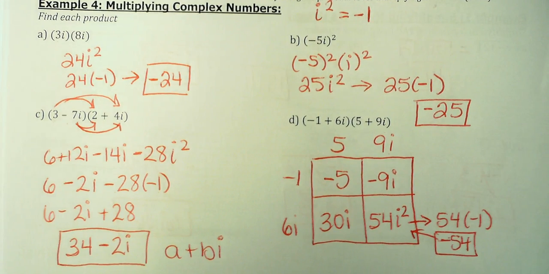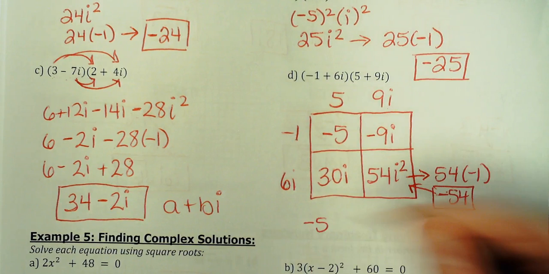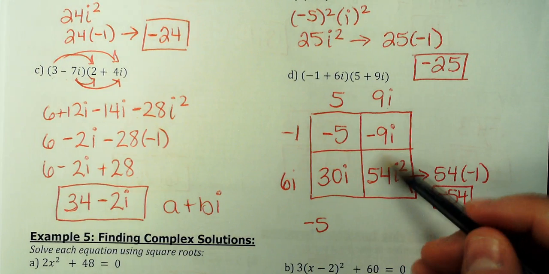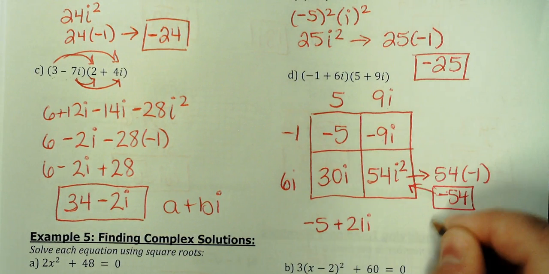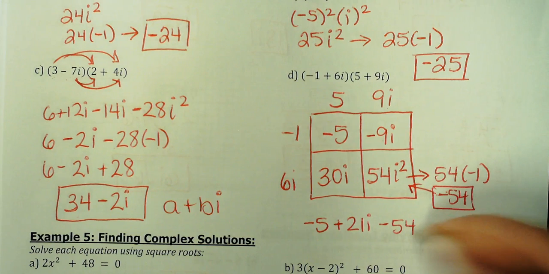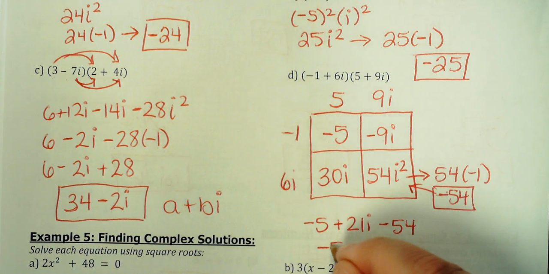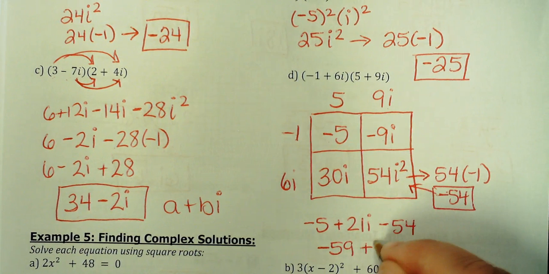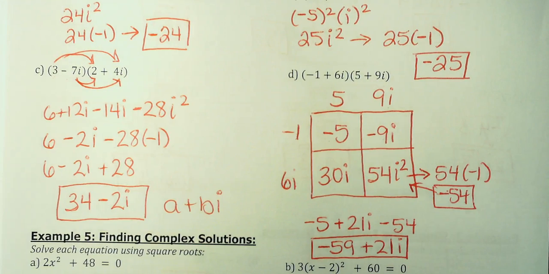Alright, so I'll slide this up so I have a little bit more room. I have negative 5. I'm going to combine this negative 9i and the 30i as like terms. That'd be 21i. And then I have this minus 54. Now, that can be combined with the negative 5. So both of them are negative 59 plus 21i. And then we can't simplify any further there.